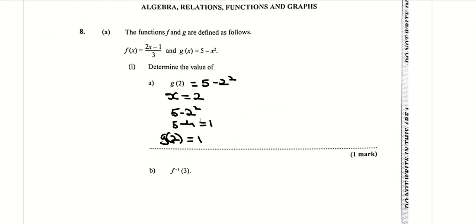This question here says g inverse of 3. Right, so we need to find the inverse. So we know that f of x is equal to (2x minus 1) over 3. Let y be equal to f of x. So y is equal to 2x minus 1, all over 3. Let's write that properly.